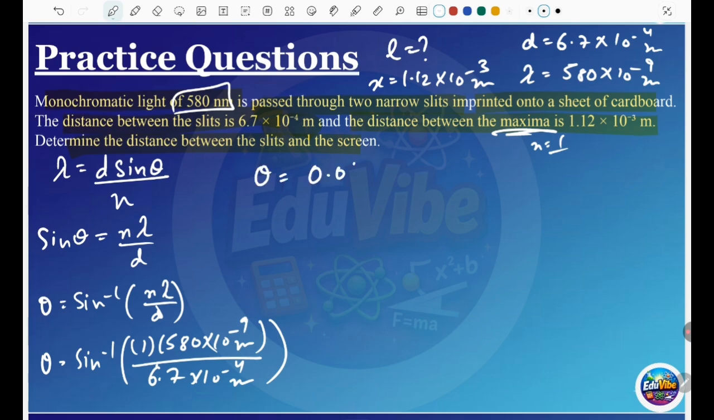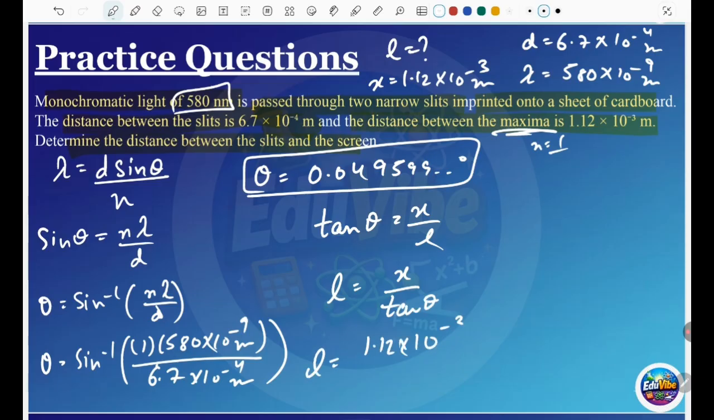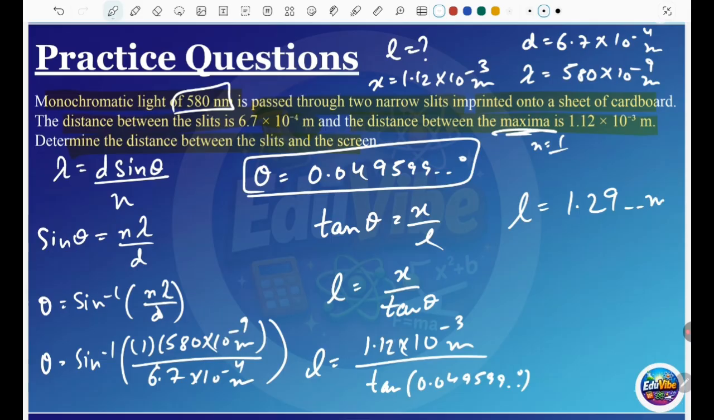You get a theta of 0.049599 degrees. This is less than 10 degrees, but there's nothing to do with that now. So you just find the L from here. L is equal to h upon tan theta. So h you have about 1.12 times 10 raised to minus 3 meters. Tan of 0.049599 degrees. So when you solve this, you get about 1.29 meters, which is 1.32 centimeters.